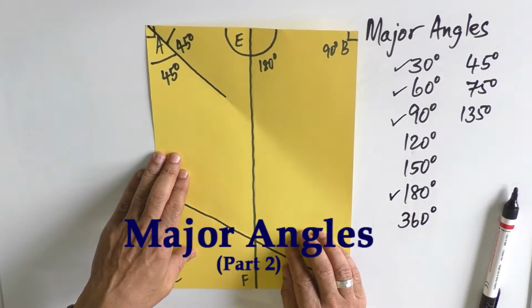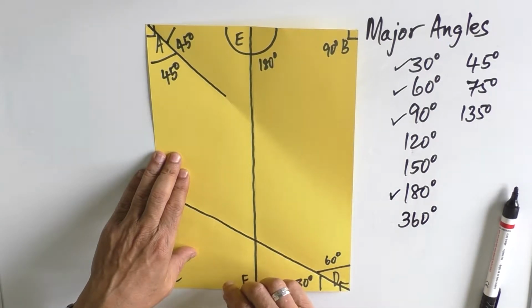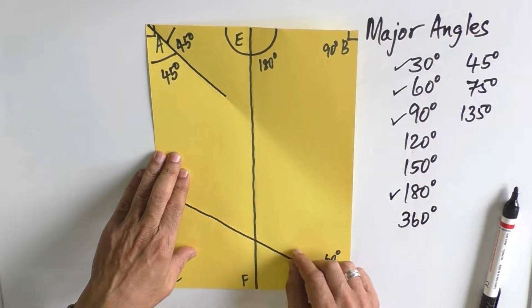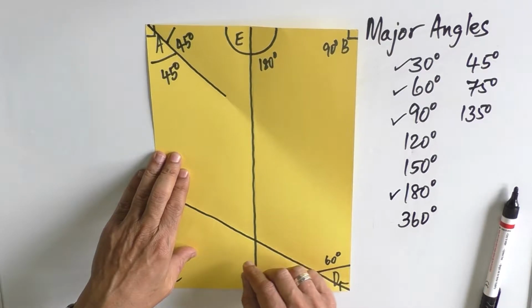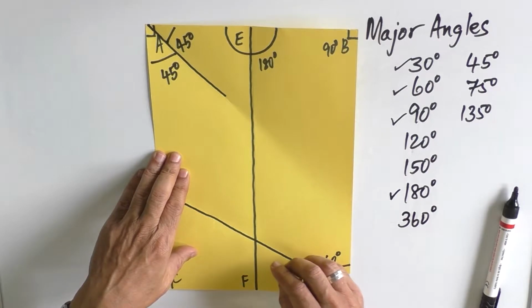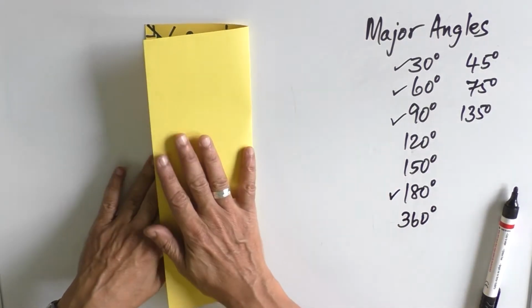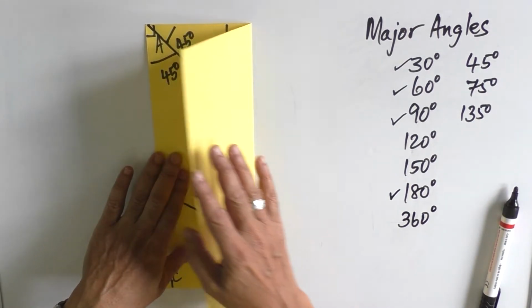In part 1, we discussed the angles 30 degrees, 45 degrees, 60 degrees, 90 degrees and 180 degrees. In this part 2, we will discuss the angles 120 degrees, 150 degrees and other angles such as 75 degrees, 135 degrees, etc. What we have done, we have made the paper into two halves.